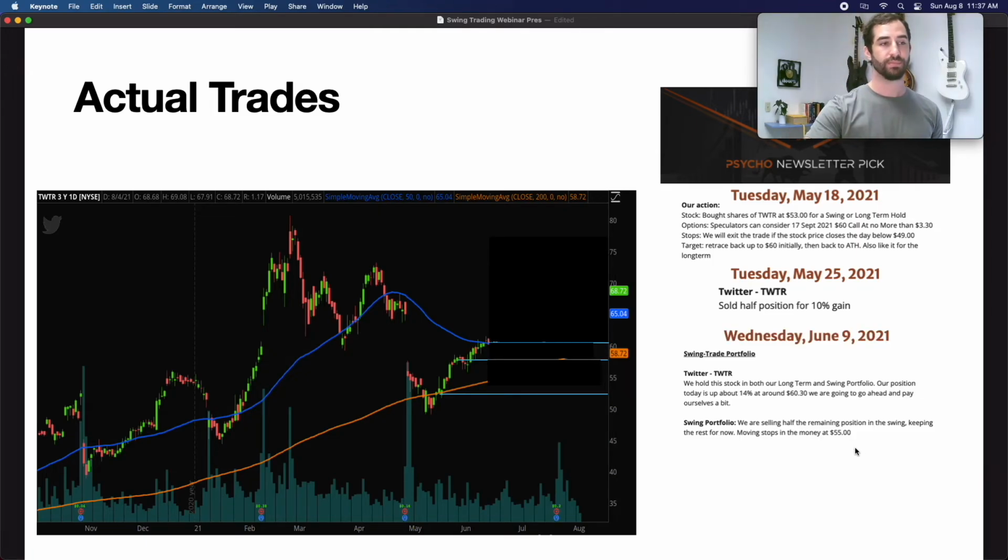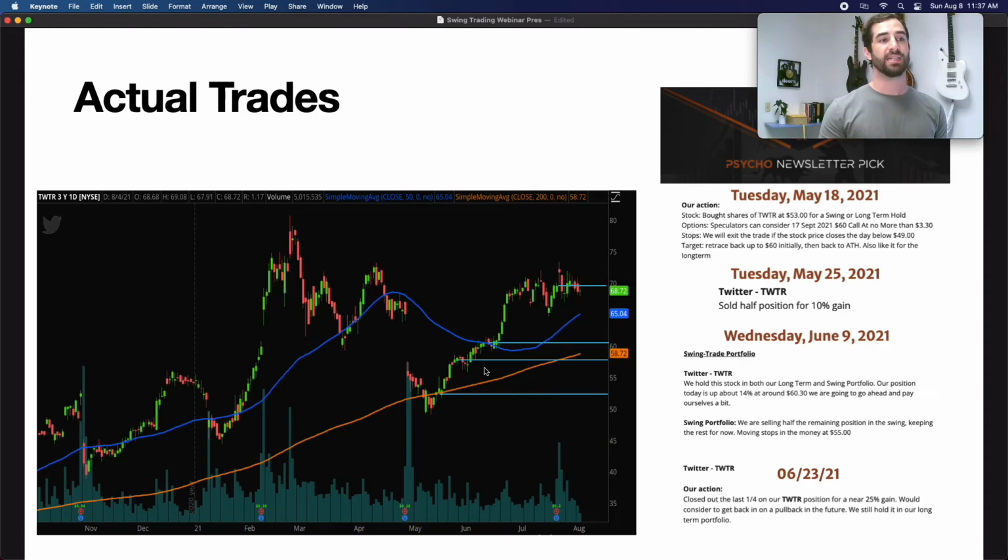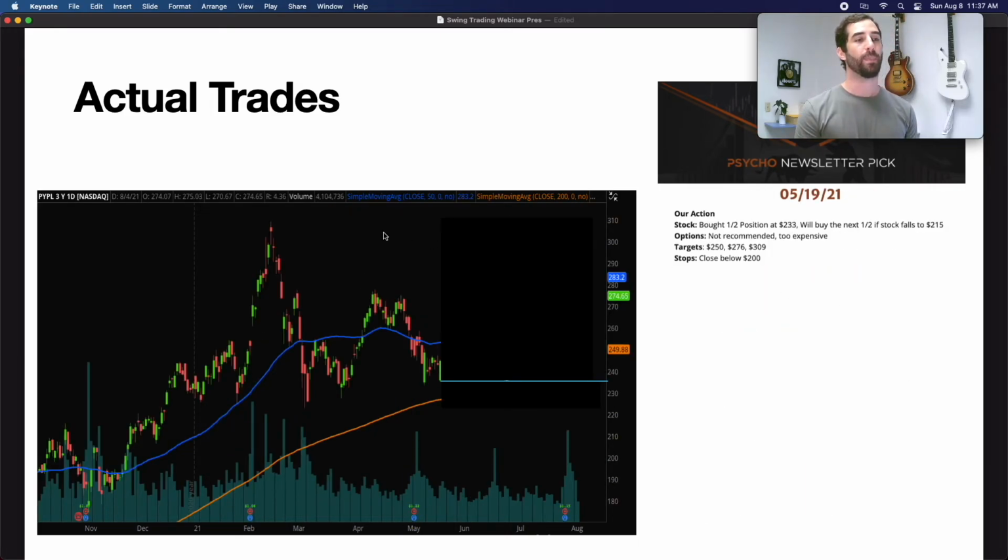Then lastly, this thing continued upward very strongly, and finally on June 23rd we sent an alert to sell or close the last 1/4 of our position for a near 25% gain. Very nice, and it was sold somewhere around here. Very cool trade. Now we're going to look at PayPal.